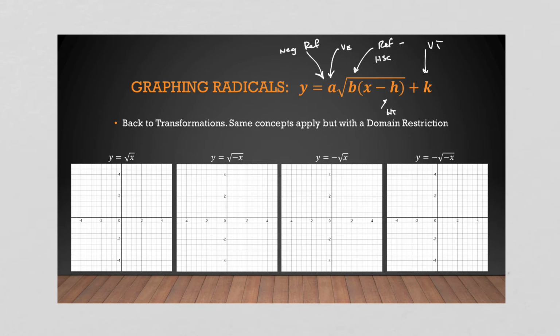So we work these the same way we worked our transformations originally, and what we're going to do is we're going to look at the mother graph. So the mother graph of a root function, well, when x is 0, y is 0. When x is 1, y is 1. When x is 4, y is 2. There's our basic mother graph of a radical. Now notice you have a domain x is greater than or equal to 0. We can't exist in the negative because we can't have negatives underneath our root symbol.